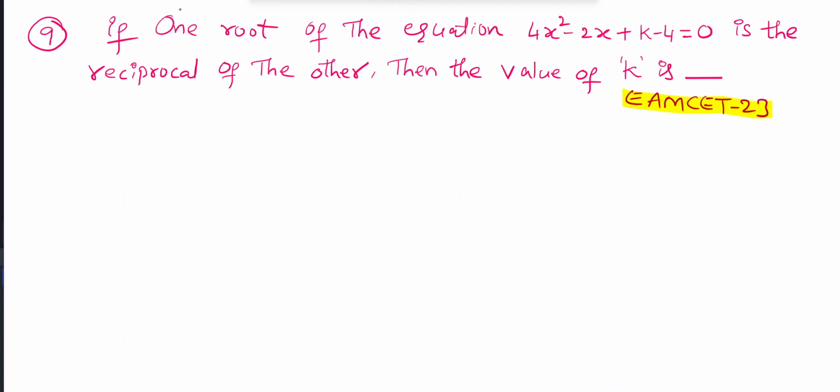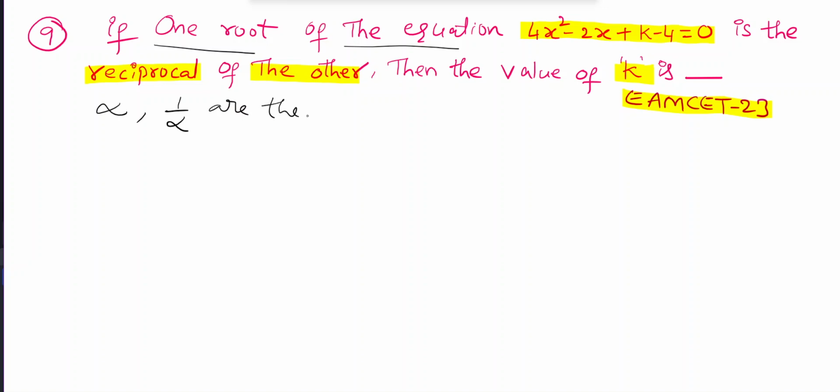This is the ninth question from quadratic equations. Here it is given that one root of the equation 4x square minus 2x plus k minus 4 is equal to 0 is the reciprocal of the other, then the value of k is dash. So take one root as alpha and the other root is the reciprocal of this, that is 1 by alpha. That is, alpha comma 1 by alpha are the roots.